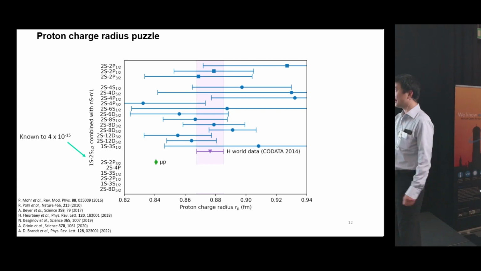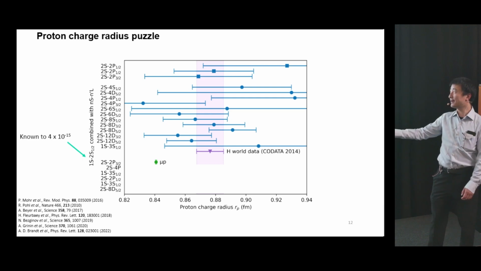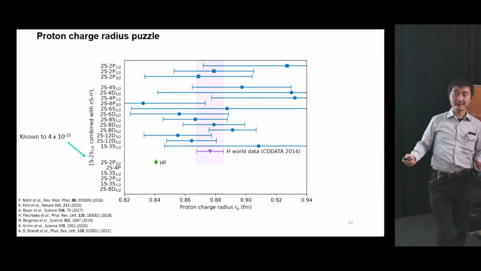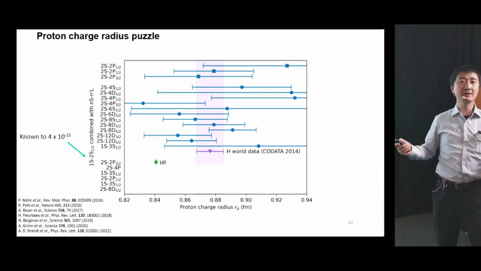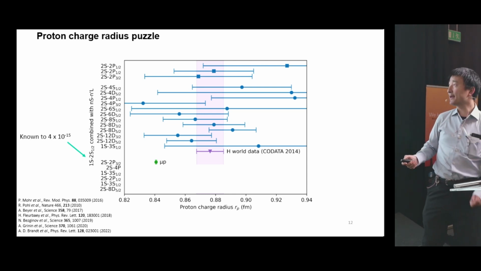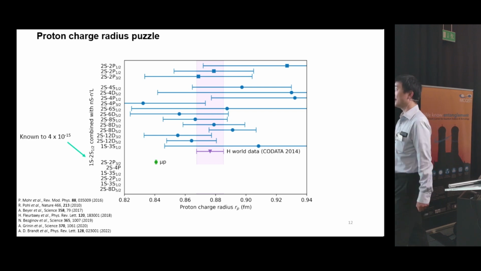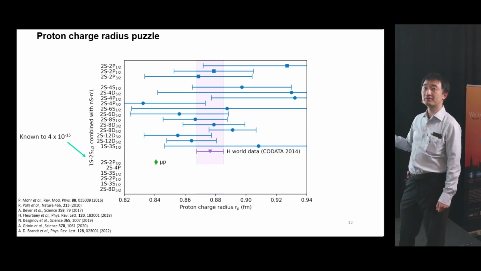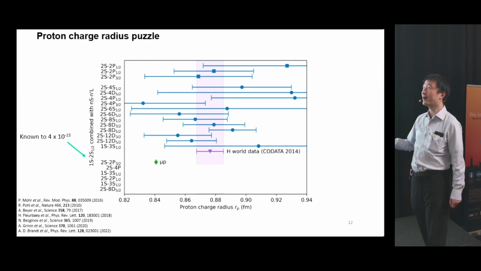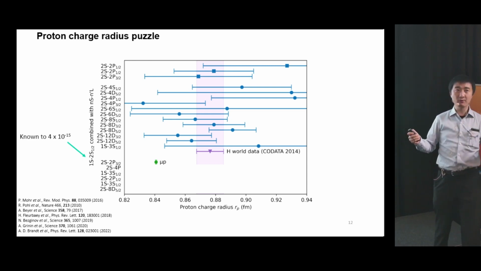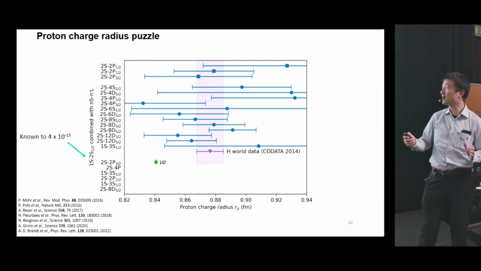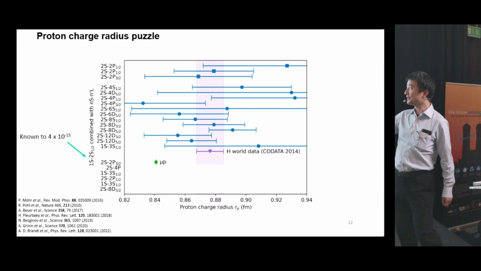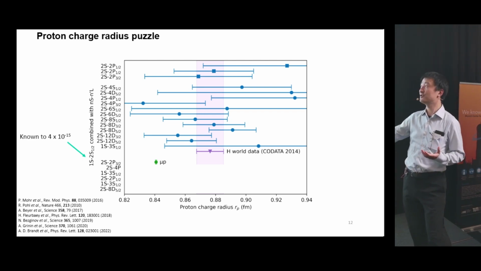In 2010, one of our colleagues measured an interesting system called muonic hydrogen. That's basically hydrogen, but the electron is replaced with a muon. The muon is a fundamental particle, very similar to the electron, but the mass of the muon is 200 times heavier. Therefore, the wave function of the muon is much smaller, much more concentrated around the nucleus, and the muonic system is much more sensitive to the nucleus effect.